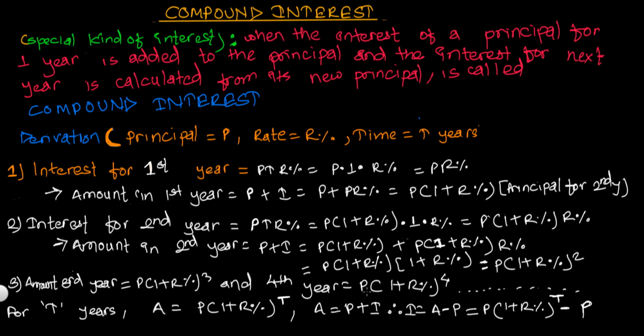But if you want to continue till T years, we will have our compound amount as P(1 + R%)^T. So this is how we get the compound amount.